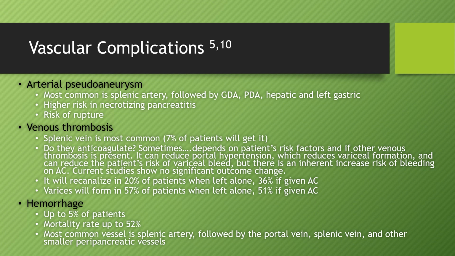And then risk of hemorrhage. Up to 5% of patients will experience hemorrhage. Of course, that number is higher the worse the pancreatitis is, especially if it's necrotizing. Mortality rate is high, up to 52%. The most common vessel is the splenic artery, followed by the portal vein, the splenic vein, and other smaller peripancreatic vessels.